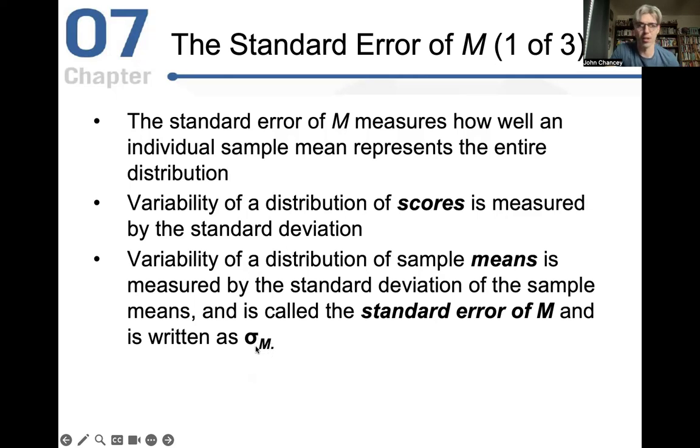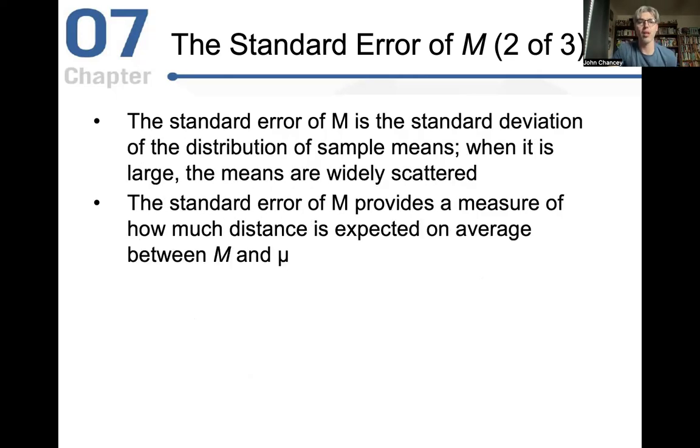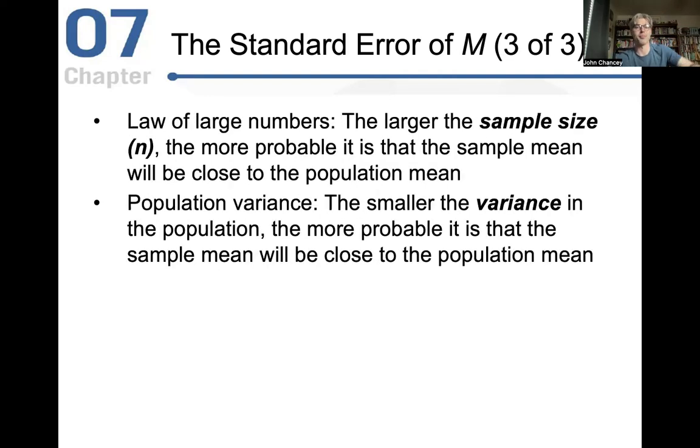So you have a couple different ways you might see it depicted in your textbooks or these slides. The standard error of M is the standard deviation of the distribution of sample means. When it is large, it means the means are widely scattered. When the measure is smaller, obviously not as much. So the standard error of M provides a measure of how much distance is expected on average between our sample means and our actual mean.